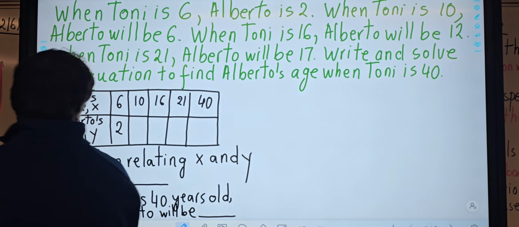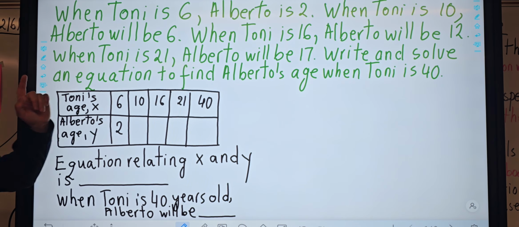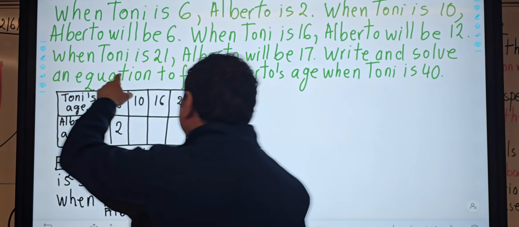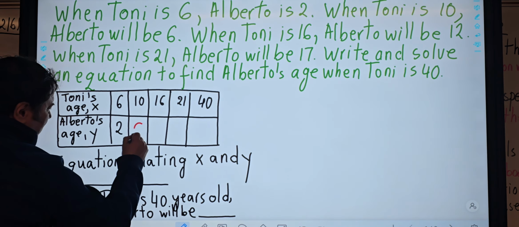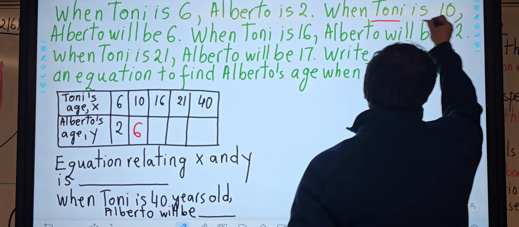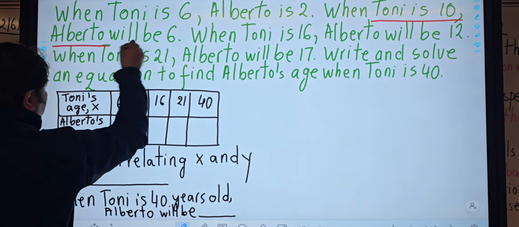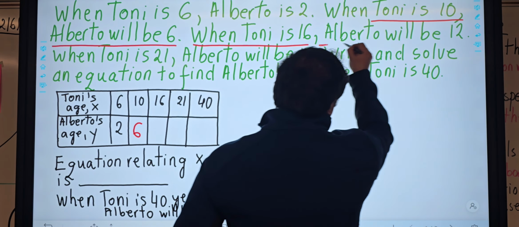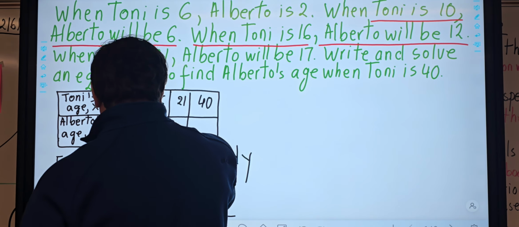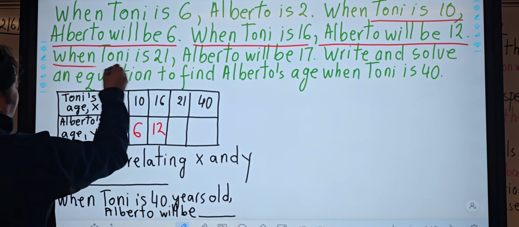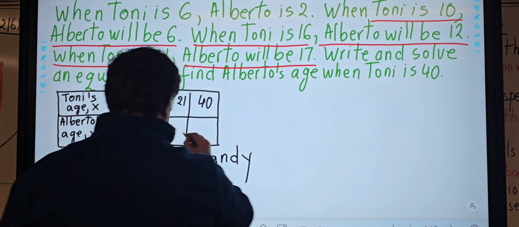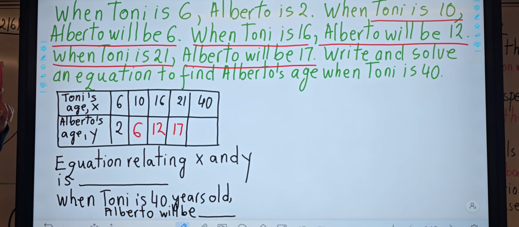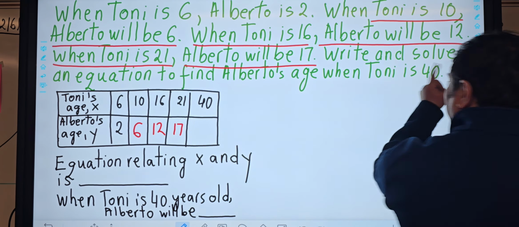Let's look at this problem. When 20 is 6, Alberto is 2. When 20 is 10, Alberto is 6. Let's continue. When 20 is 16, Alberto will be 12. And then when 20 is 21, Alberto is 17. Now, again, we need to write and solve an equation to find Alberto's age when 20 is 40.